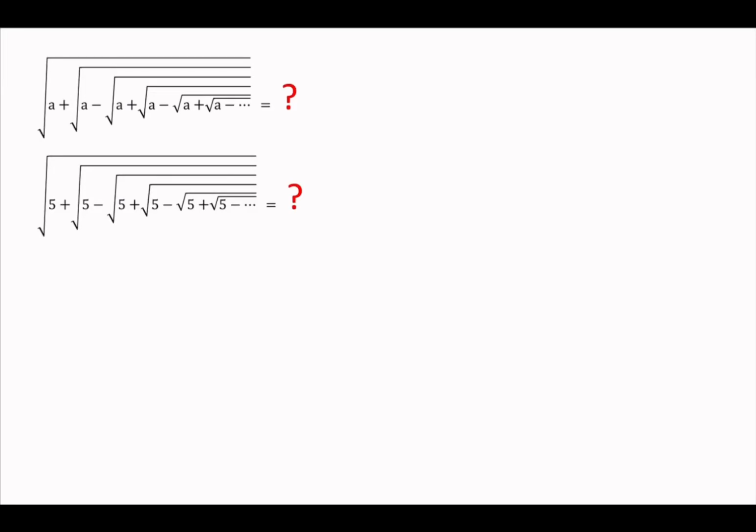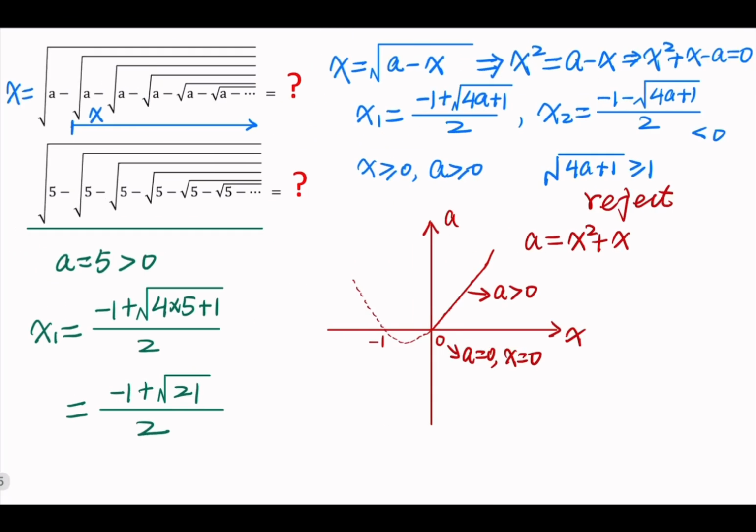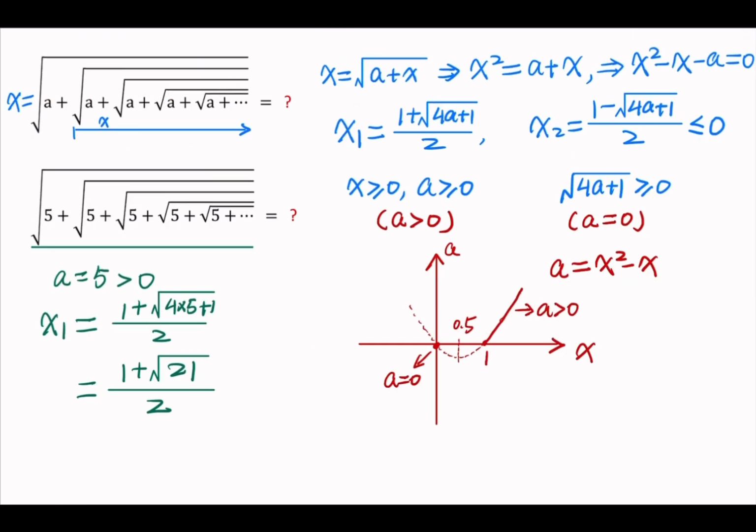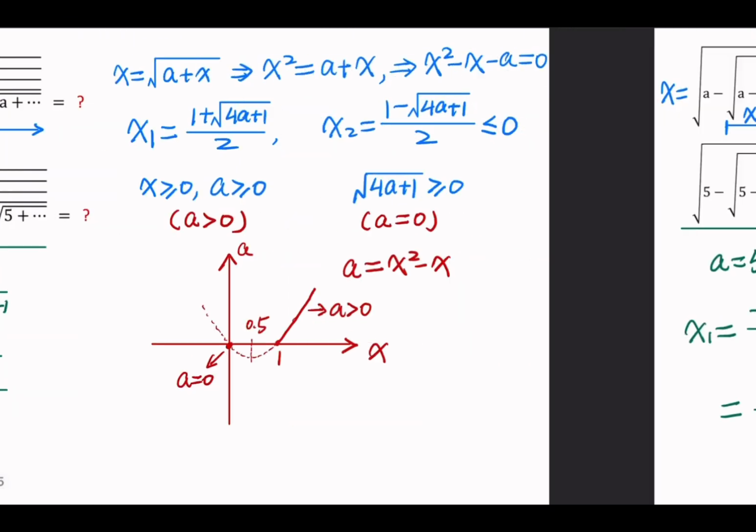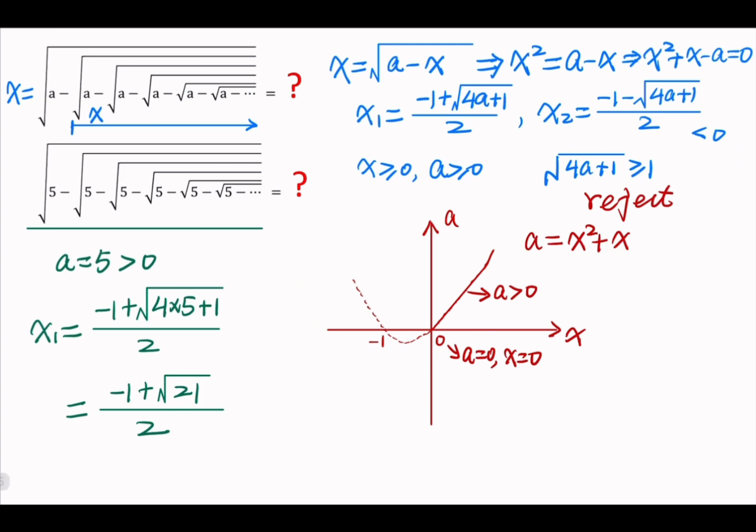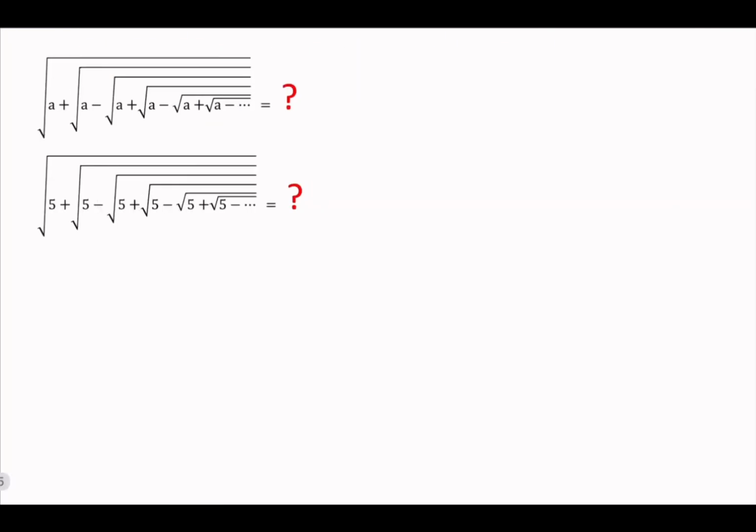Okay, let's keep moving on our infinity square root equation. In the last two videos, we talked about square root a plus going to infinity and square root a minus going to infinity. Today, our equation is first plus and then minus, and then repeat in turns, going to infinity. Similarly, if we let the value of this number equal x, then the start point we can do is only the third square root.